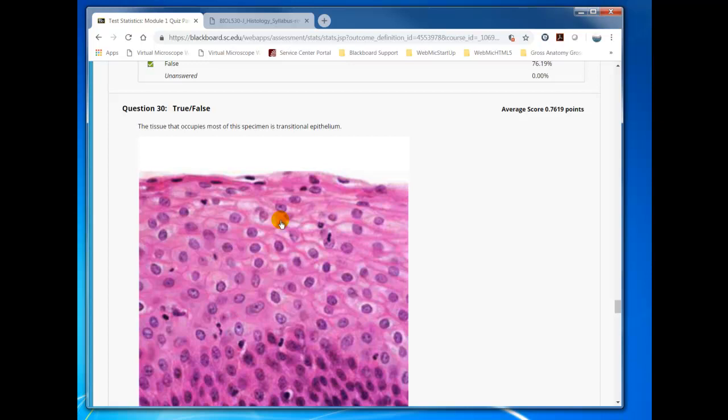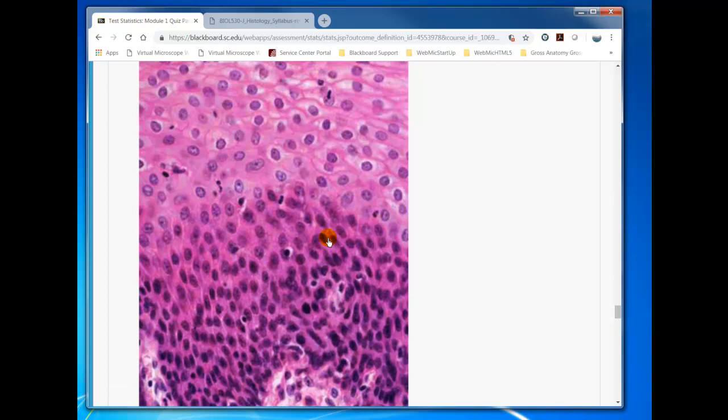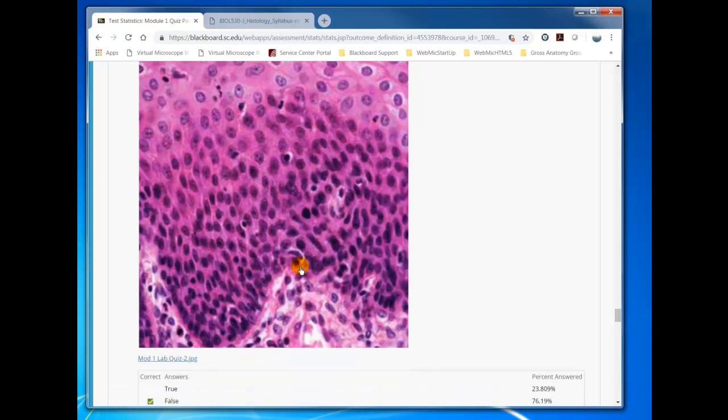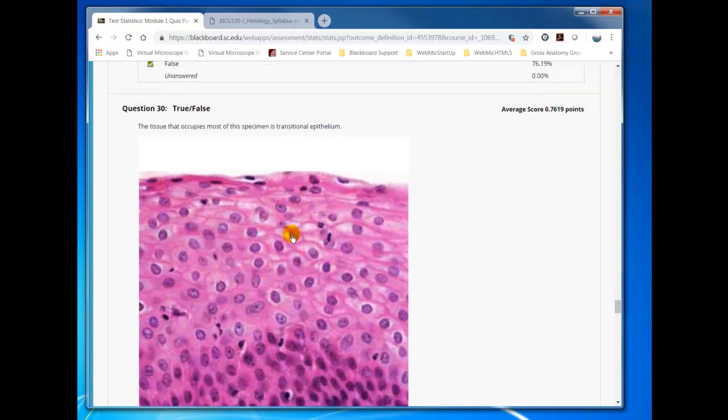Okay, and this says the tissue that occupies most of this specimen is transitional epithelium. Okay, well that's false, and about 76% of the class got that correct. Well, first of all, it's many layers from here on up to the top, and the top layer of cells are flat. And so this is stratified squamous, non-keratinizing epithelium.